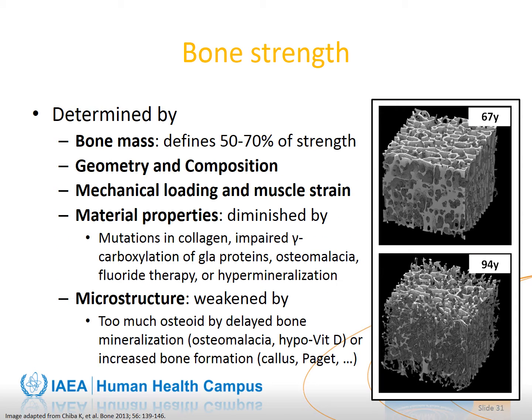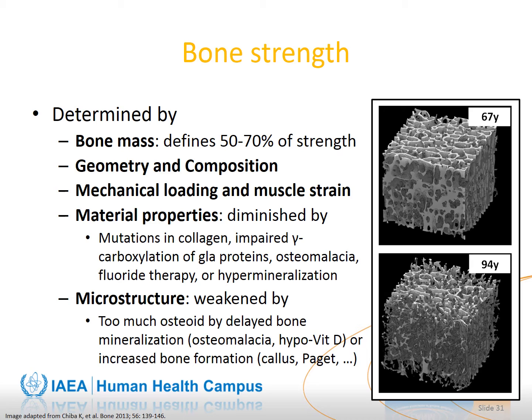The strength of bone is determined by the following factors. Bone mass is most important and defines approximately 50 to 70% of overall strength. Geometry and composition are obvious contributors to strength as well. This is followed by the mechanical stress that is exerted on the bone, in particular by muscle straining. Physical loading improves bone strength, whereas inactivity leads to higher bone turnover, which reduces bone mass and strength.